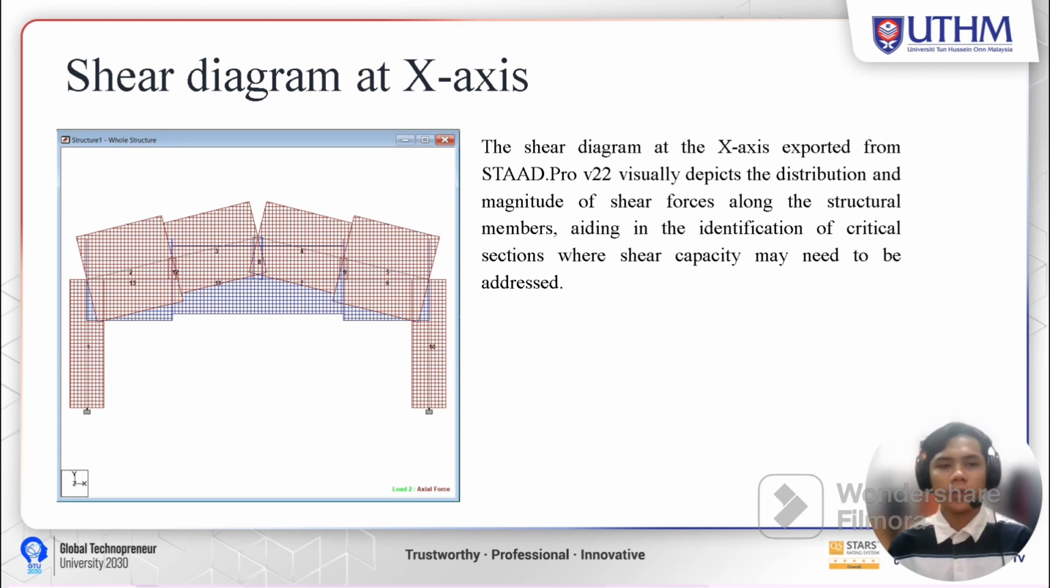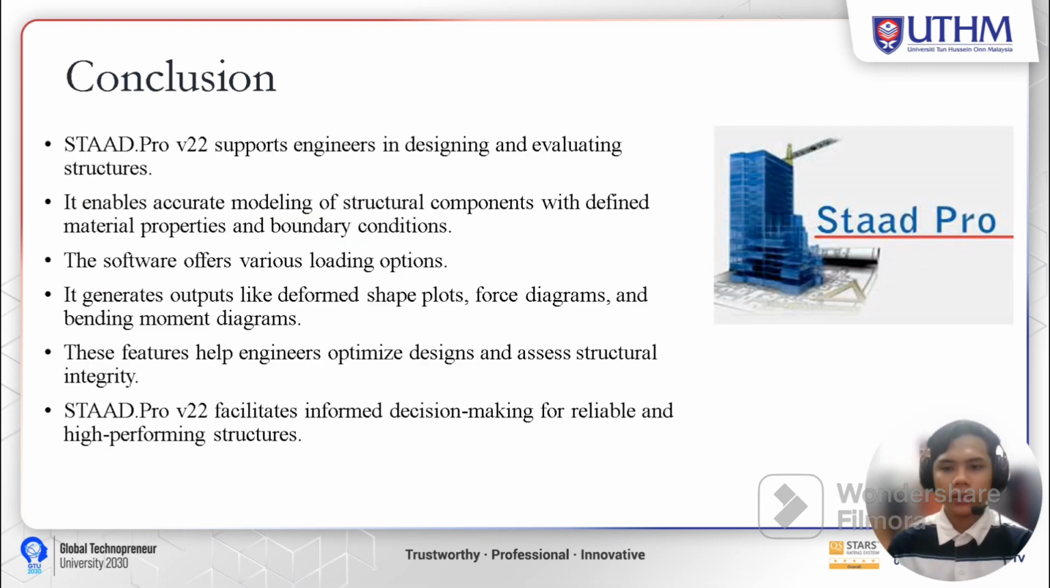And for the last part in the modeling, the shear diagram at x-axis shows the distribution and magnitudes of shear forces along the structural members, aiding in the identification of critical sections where shear capacity may need to be addressed. For the conclusion, StatPro is a robust software that supports engineers in designing and evaluating structures. It allows accurate modeling of structural components with defined material properties and boundary conditions. Various loading options are available and the software generates outputs like deformed shape plots, force diagrams and bending moment diagrams as shown in the previous slides.